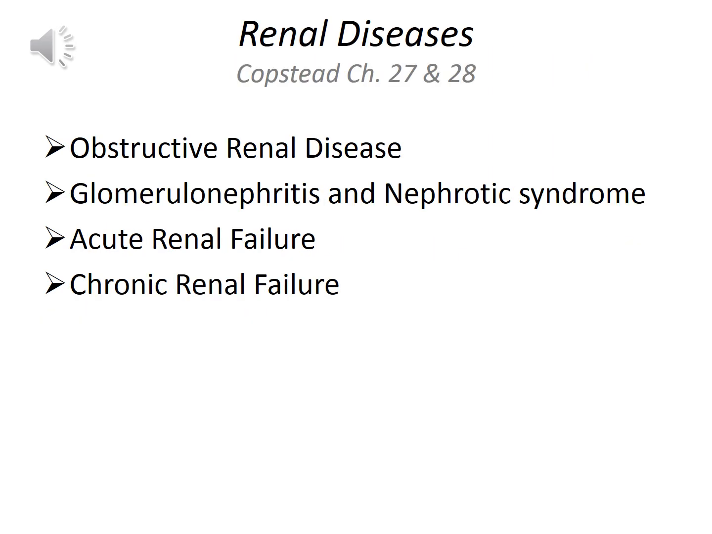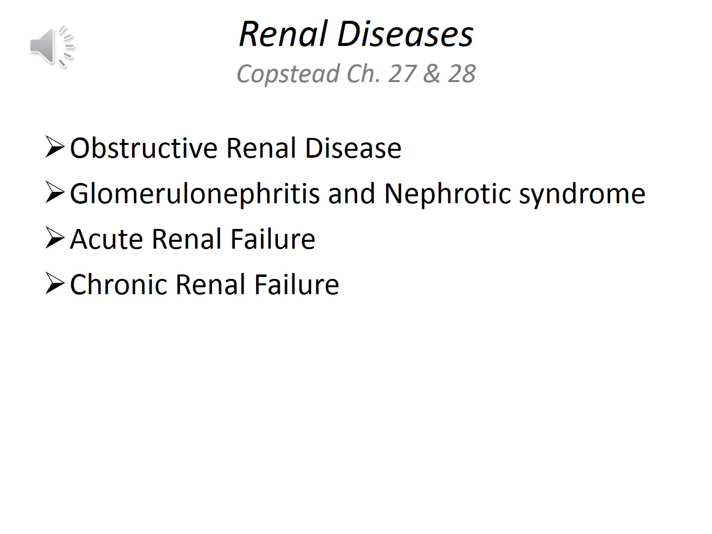All right, so here are the renal diseases that we're going to look at. We'll look at obstructive renal diseases. We'll look at glomerulonephritis, which the end stage of that is nephrotic syndrome. And then we'll look at acute renal failure and chronic renal failure. And I'm going to give you a warning. When you get to the acute and chronic stages, they can be from the previous one. So it's going to blend in together a little bit.